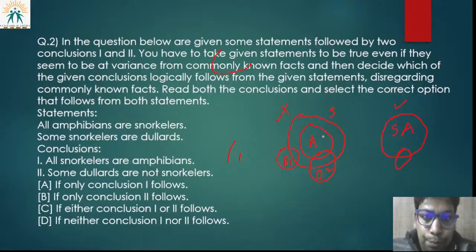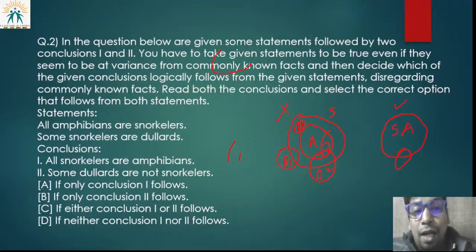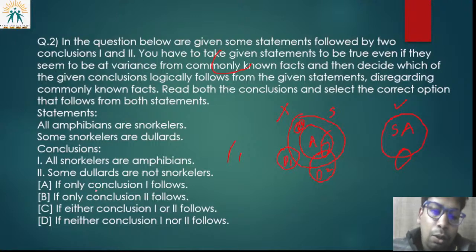Two, what about two? Two is some dullards are not snorkelers. Now, some dullards are definitely not snorkelers, I can see, but I can also make dullards inside snorkelers, D3. Why can I make D3? Because it says some snorkelers are dullards in the second statement. So I could make all dullards are snorkelers, right? So I could make D inside S. So therefore, in one case it is wrong. Some dullards are not snorkelers is wrong in one case, so neither conclusion 1 nor conclusion 2 follows.